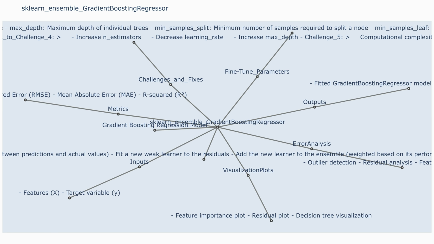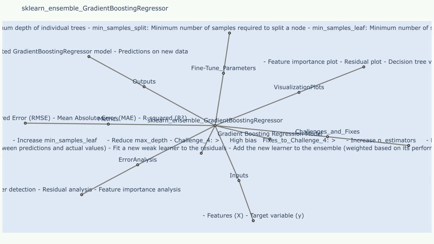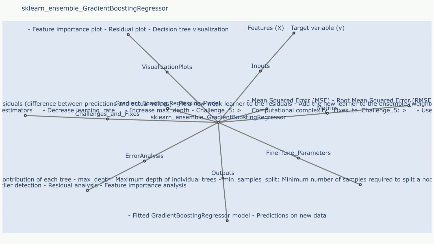sklearn.ensemble.GradientBoostingRegressor. Description: Gradient Boosting Regressor is a powerful ensemble learning method that combines multiple decision trees to make predictions. It works by sequentially adding trees, each one trying to correct the errors made by the previous trees. This iterative process leads to improved accuracy and robustness compared to individual trees.